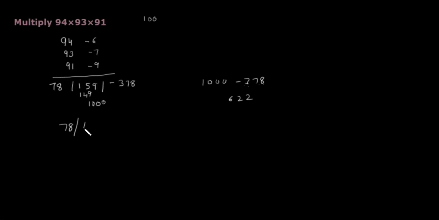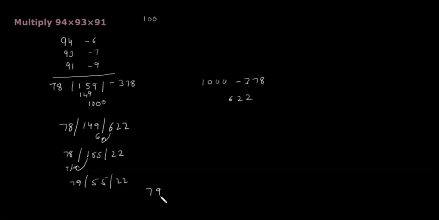Now the situation is like this. Again there is a problem because numbers in these partitions should be of 2 digits. Then how to deal with this situation? We will add this 6 to next partition. So this will give us 155 and this will be 22. Again, because this is a 3-digit number, I will add this 1 to next partition. So this is 79, 55 and 22. So this is the answer.